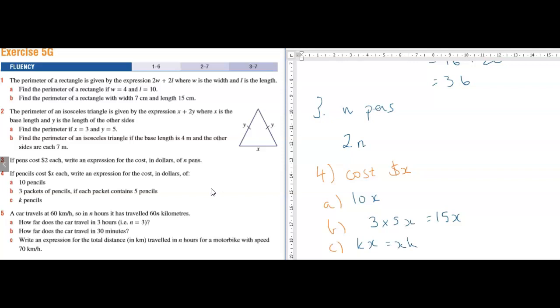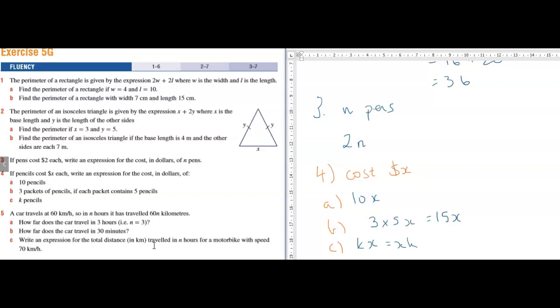Question 5, a car travels at 60 kilometers per hour. So in n hours, it has traveled 60n kilometers. How far does the car travel in 3 hours? So we're letting n equal 3. So 60 times 3, I'm sure you can do that. 30 minutes. So a little bit harder, but how many hours is 30 minutes? It's a half an hour, yeah? So you're going to be doing 60 times a half.